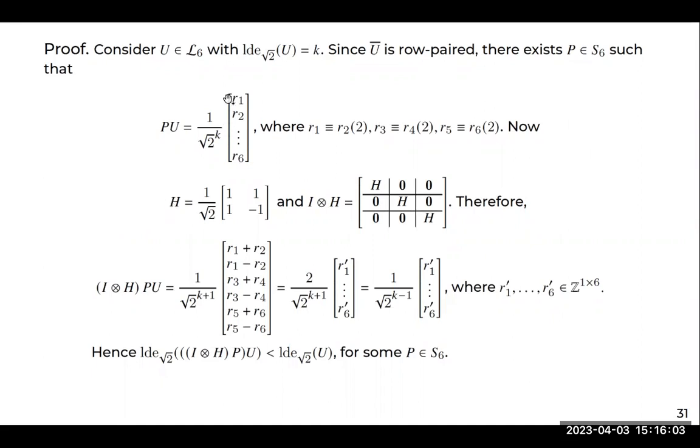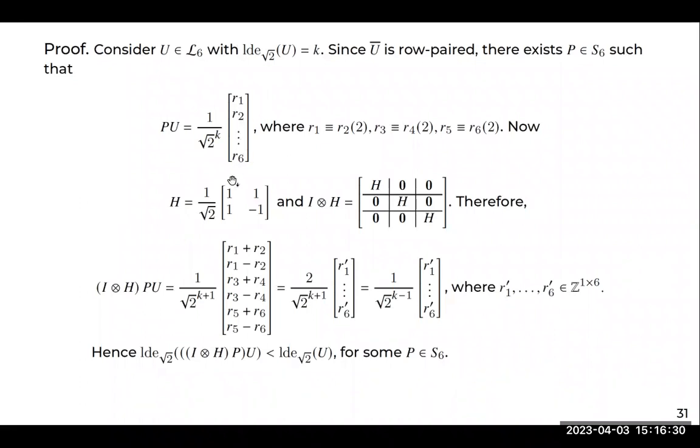So let's say we have a column R1 to R6, and R1 corresponds to row 1, R2 corresponds to row 2, etc. Now, because we know U is row paired, it means that up to permutation, we can put identical rows, meaning rows that have the same parity, on adjacent positions. Now, R1, R2 are adjacent, R3, R4 are adjacent, R5, R6 are adjacent.